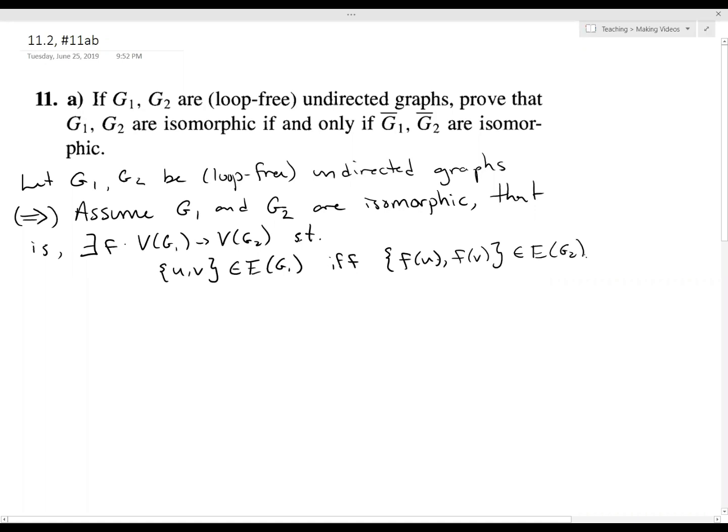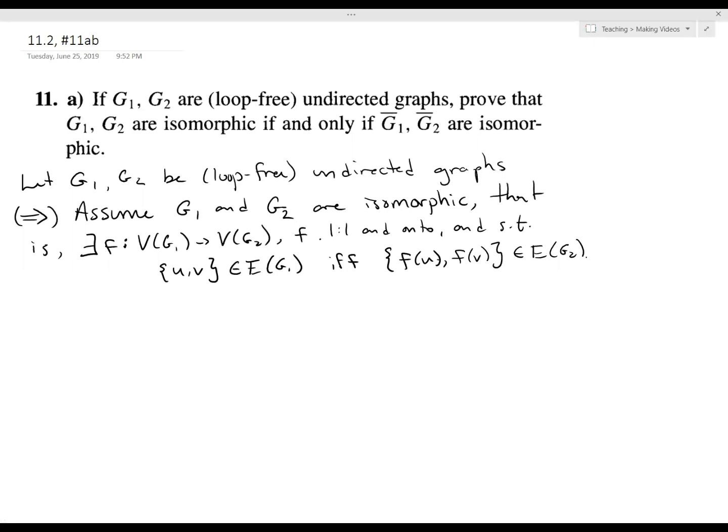Okay, so that's what we've got. We have that there is a function mapping V of G1 to V of G2 such that this is the case. Oh, and it's 1-to-1 and onto, and such that. There you go. There's the definition of isomorphic. What I now need to show is that G1 bar and G2 bar are also isomorphic.